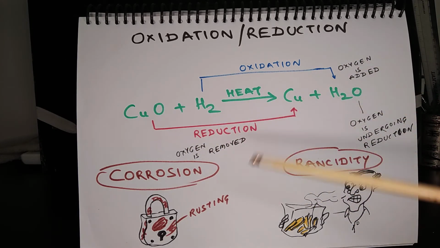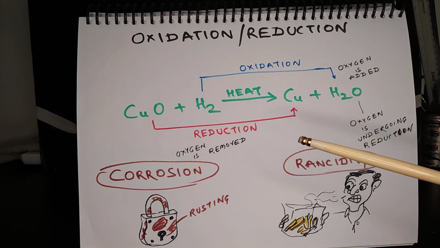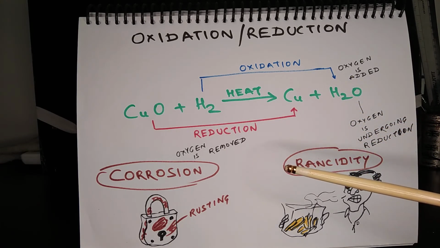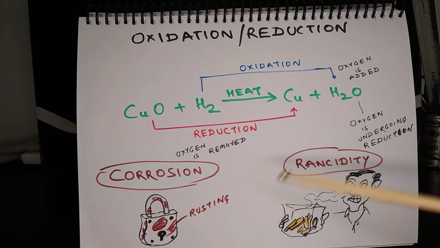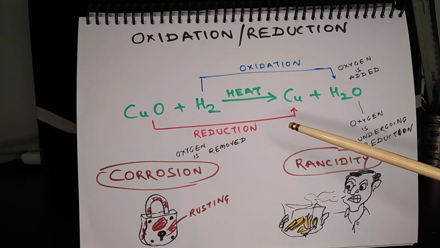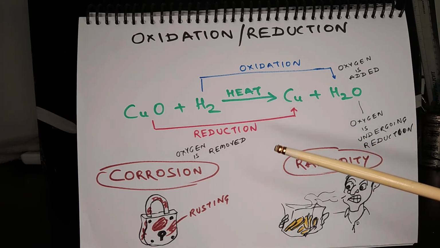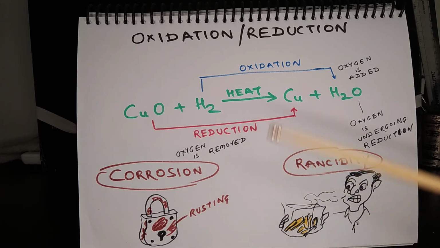The opposite of this is also true. Here hydrogen is being added to oxygen, and that is why oxygen is undergoing reduction. So addition of hydrogen is called reduction. Addition of oxygen is called oxidation. Then removal of oxygen is called reduction, and removal of hydrogen is called oxidation.